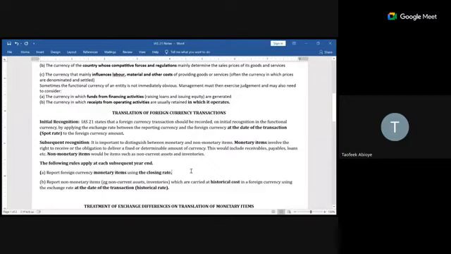But if it is a non-monetary item, that means a non-monetary asset, like non-current asset, inventory. So the non-monetary assets will be carried at historical cost in the foreign currency using the exchange rate at the date of transaction. So when it is a non-monetary item, you use the historical rate. That means you are not going to convert. But when it is a monetary asset, you are going to use this closing rate.